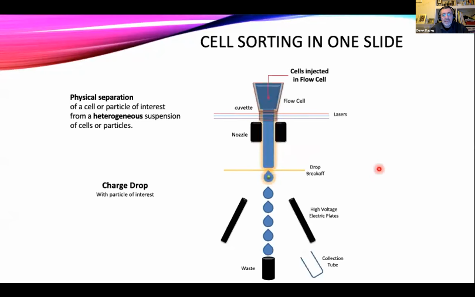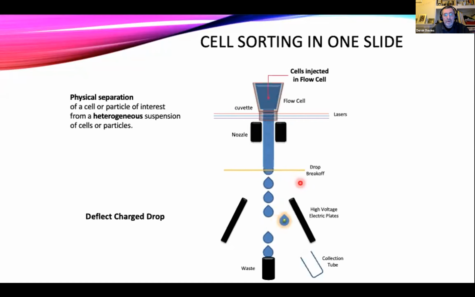So what that means is that as that drop containing our cell of interest is breaking off, that drop is now going to have a charge on its surface. It's a bit like a Faraday cage. It's not going to affect the cell that's inside that drop. It's the surface that's charged. And once that drop has just broken off, we then discharge the stream. So the stream is now back to neutral, but our drop containing our cell still contains that charge.